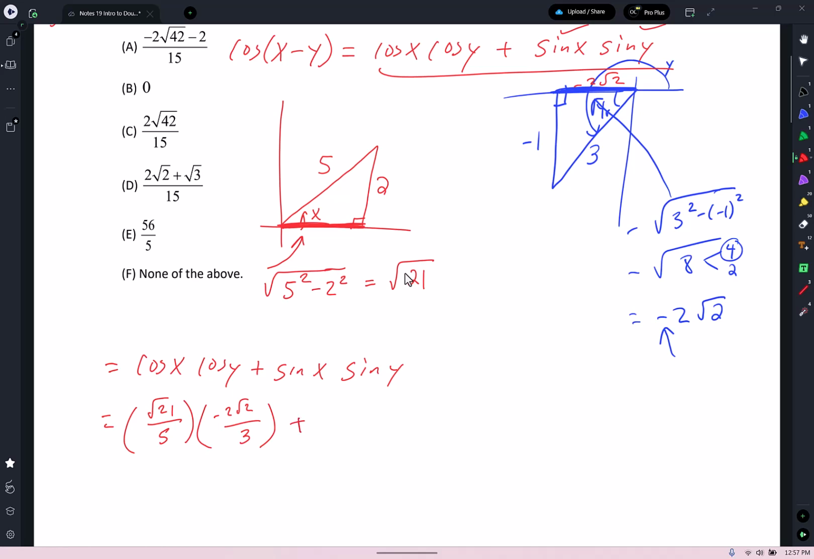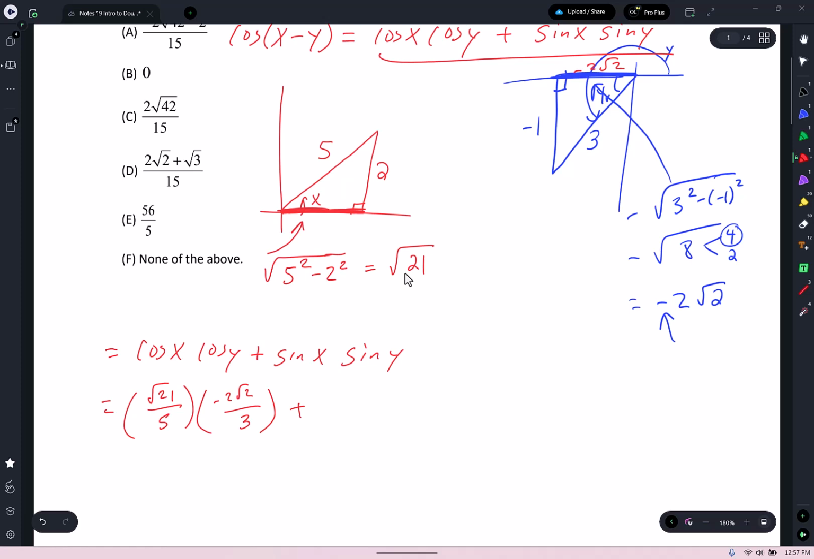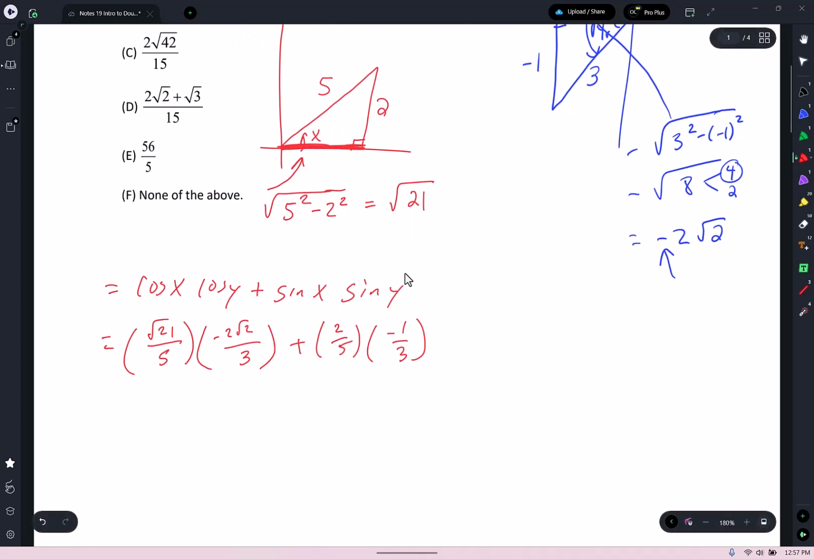Plus sine x. I already gave you guys sine x. Sine x was already in the problem, but you could just look at this one. That's 2/5. Sine y, negative 1/3. Okay, let's just multiply, guys. It's just arithmetic now. Square root of 21 times negative 2 square root of 2. Double 21, so it's going to be negative 2 square root of 42, all over 5 times 3 is 15.